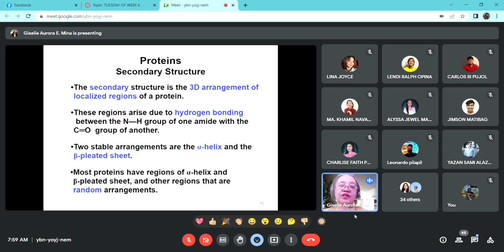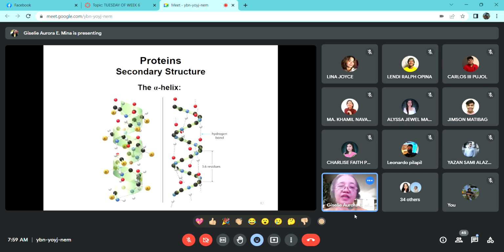So most proteins have regions of alpha helix and beta pleated sheet and other regions that are random in arrangement. This is the secondary structure of protein. This is the alpha helix. They are helical in structure. And the helical structure of protein results from the formation of hydrogen bonds between the amino group and the carboxyl group of your amino acids. So if there are adjacent carboxylic groups and amino groups, they form H bonds. As a result, they form a helical structure of amino acids.